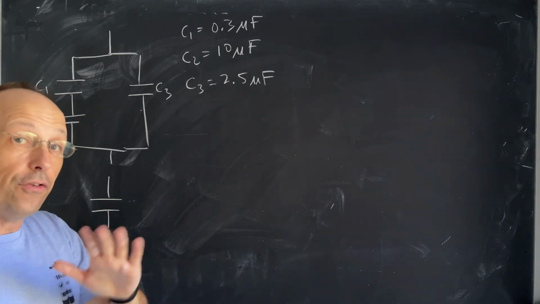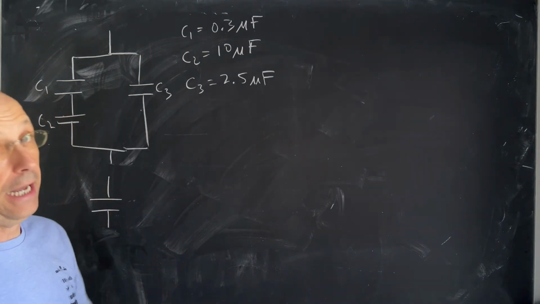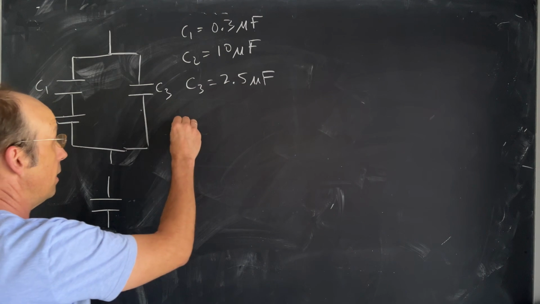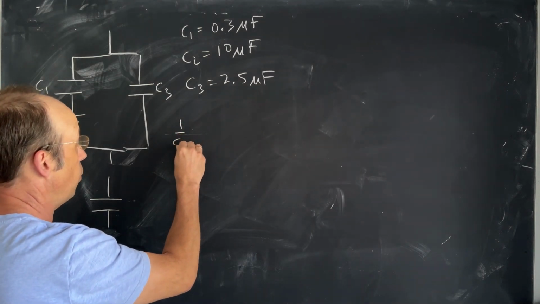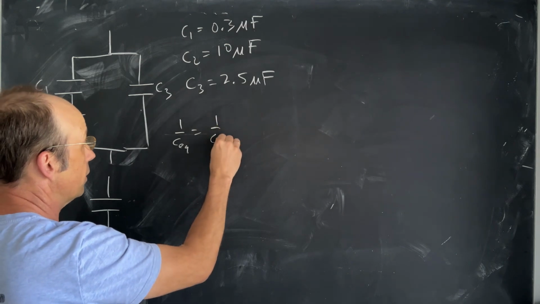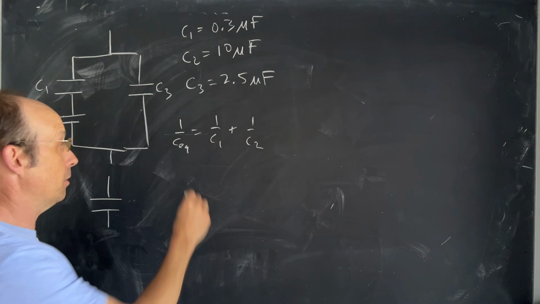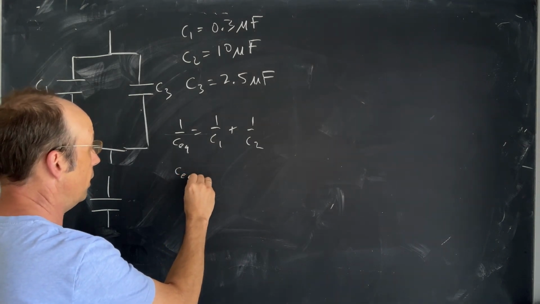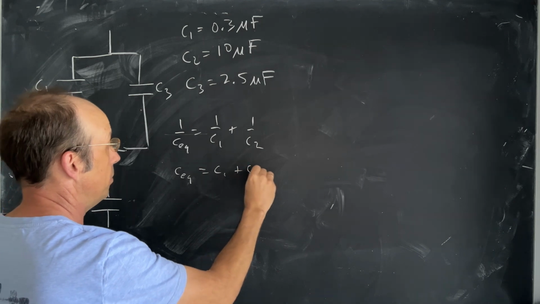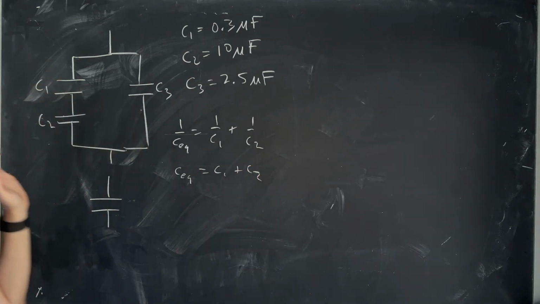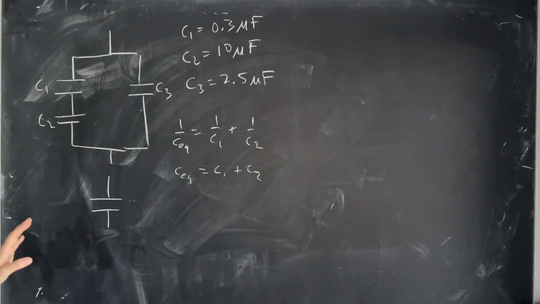So if you remember, if I have capacitors in series, then this is true: 1 over C equivalent is 1 over C1 plus 1 over C2. If I have capacitors in parallel, C equivalent is C1 plus C2. So how do we deal with a situation like that here?